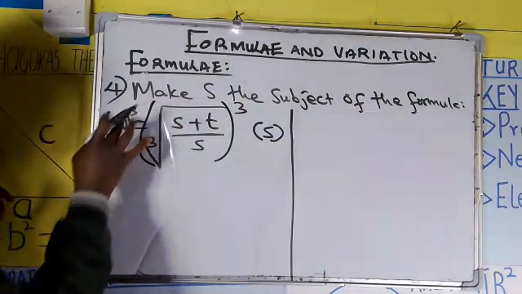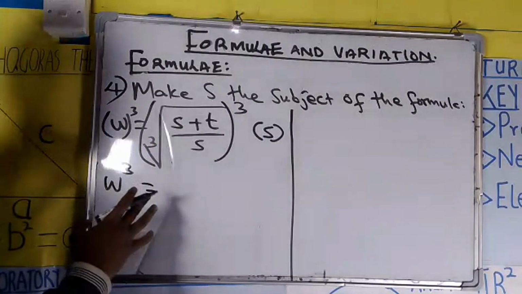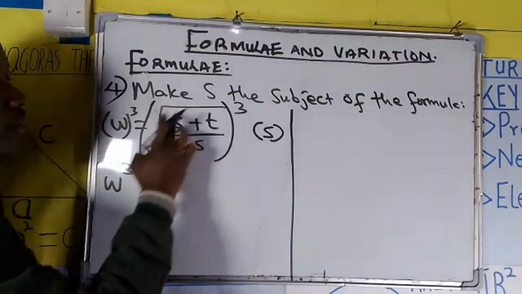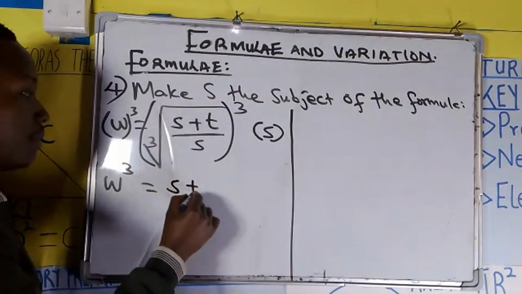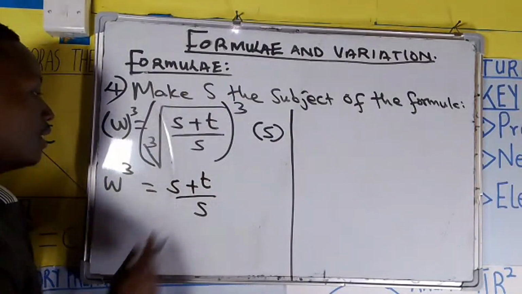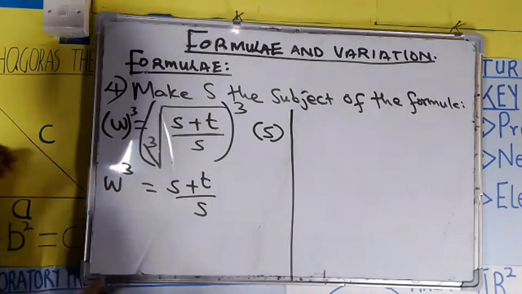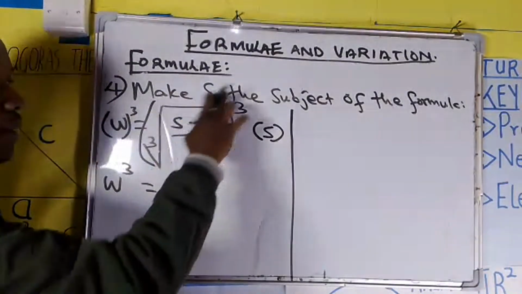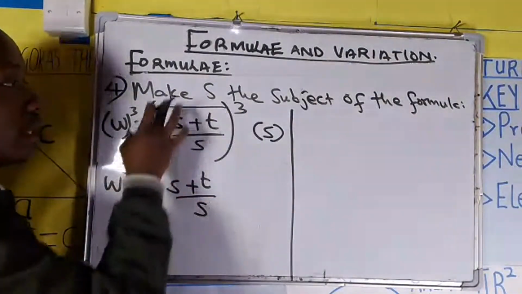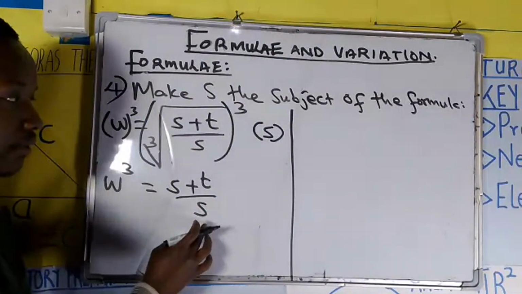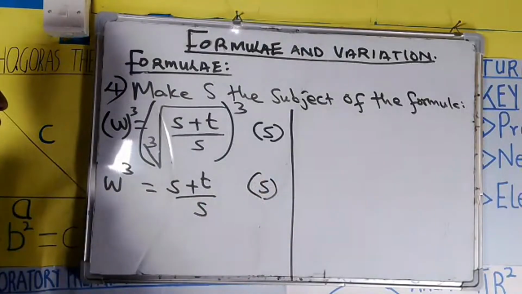If we cube W, it is going to be W cubed. And if we cube the cube root of S plus T over S, the sign goes and we remain with S plus T over S. Because once you cube this, it simply means you raise it to power 3, and since it is already a cube root, the sign goes away. And we want to make S the subject.